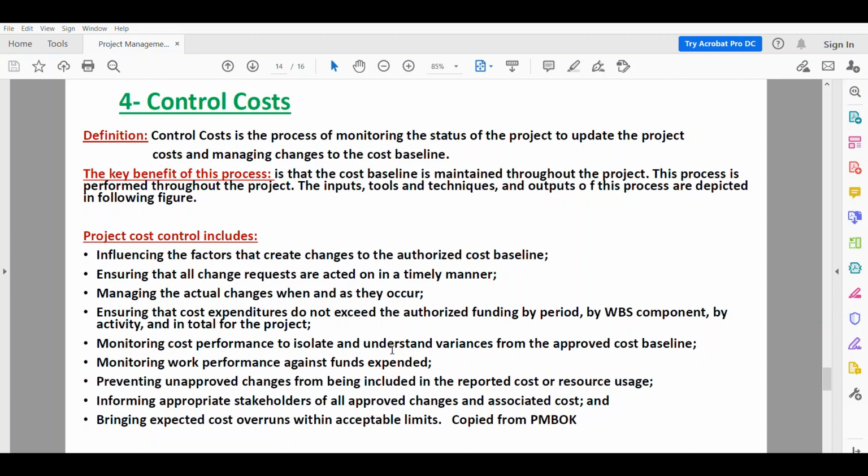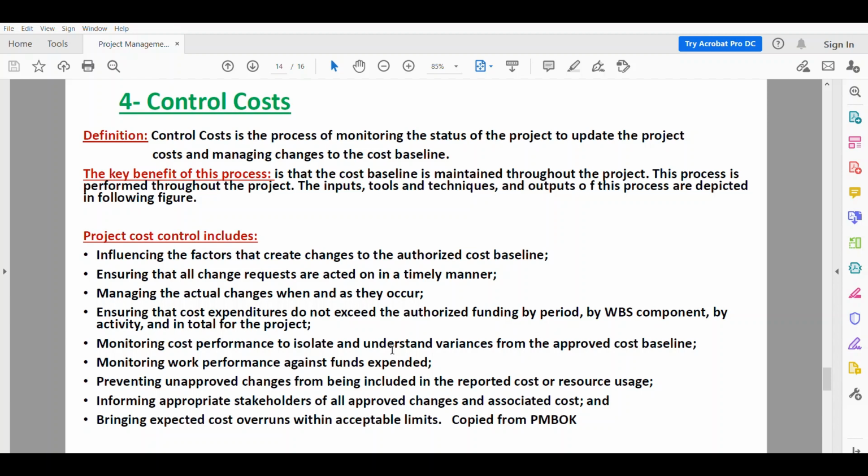Ensuring that cost expenditures do not exceed the authorized funding by period, by WBS component, by activity, and in total for the project. So we have to monitor to see we don't exceed. If we say in this quarter of the year we're going to spend so much, we have to see at the end of this quarter where we are and control the budget, and also by the WBS component, and also by activity, because we distribute the cost on each activity.